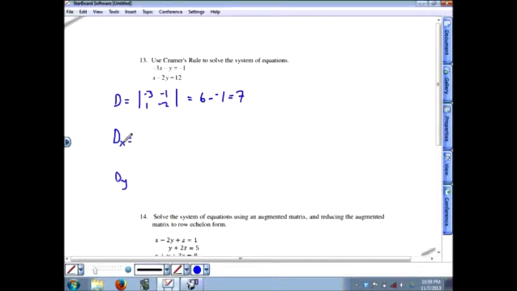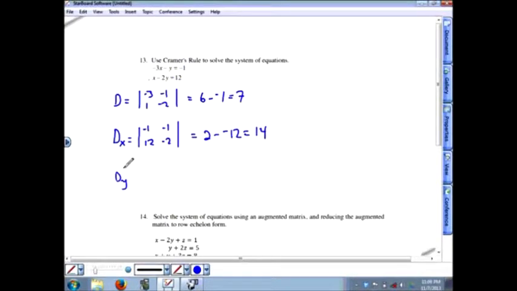Now D sub x, the subscript says we're going to take out the coefficients of the variable x that were there, and the reason we're choosing the x variable is because it says D sub x. You replace those with these coefficients, negative 1 and 12, so the matrix becomes negative 1 and 12, and then it has the same y coefficient, negative 1, negative 2. Now to find that determinant, a times d is 2 minus 12 times negative 1 is negative 12. 2 minus negative 12 is 14.